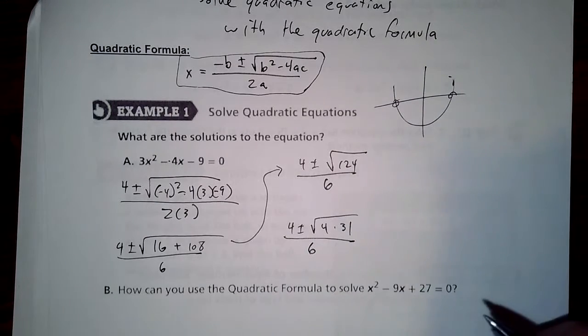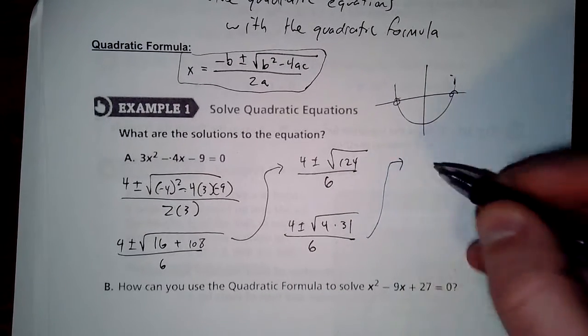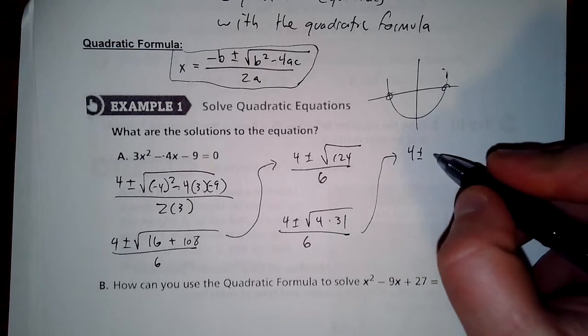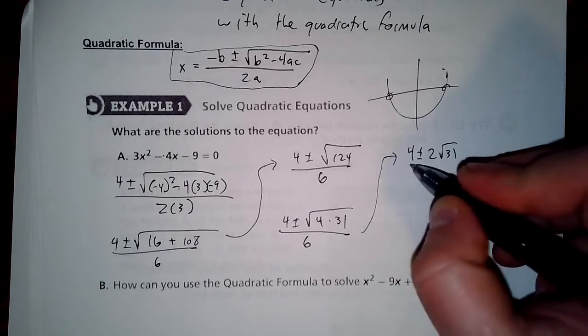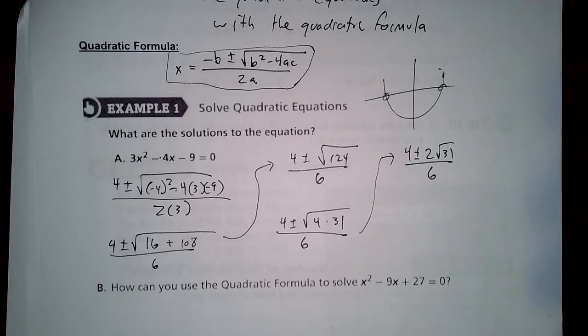So I know the square root of 4 is going to give me 2. And I keep running out of space, so I'm going to keep doing this. So what do I get there? I get 2 root 31 over 6. And I know 31 doesn't go any further because 31 is a prime number.